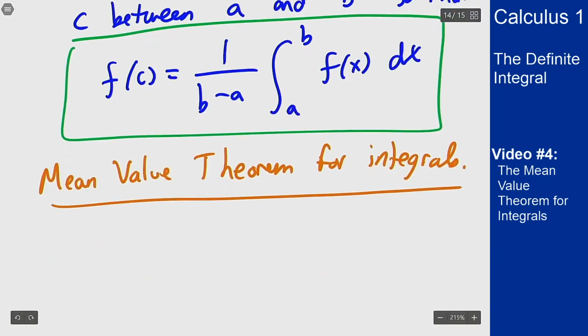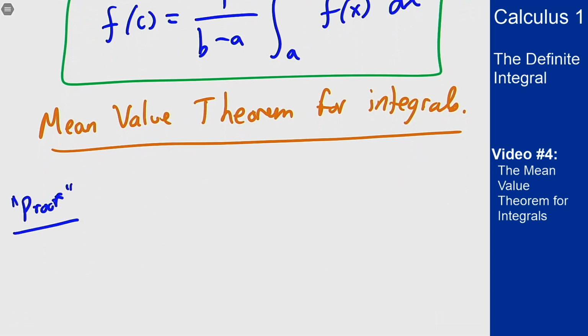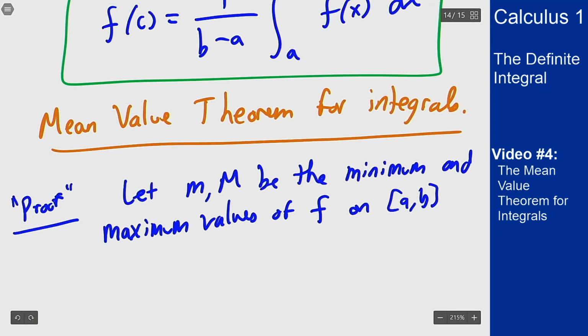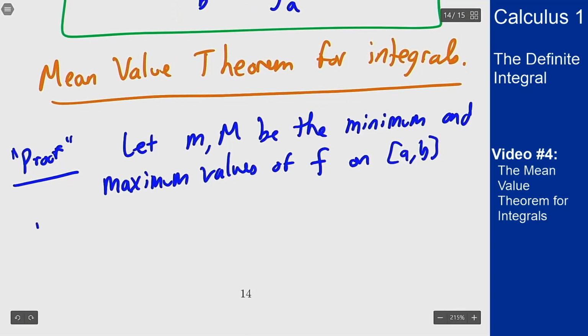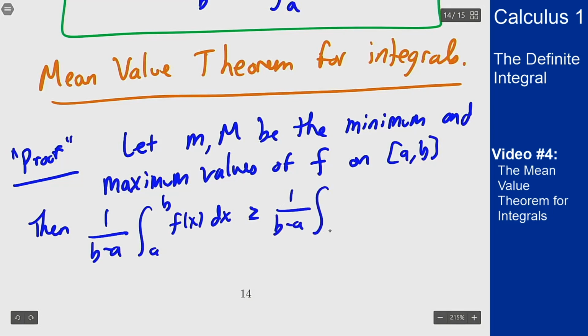But why does this work? The basic idea is this. Let little m and big M be the minimum and maximum values of f on [a, b]. These exist and are achieved because f is a continuous function. Now, what do I know? Well then, 1 over b minus a times the integral from a to b of f of x dx is bigger than 1 over b minus a times the integral from a to b of little m dx, because f is bigger than m on the interval, and this is our comparison theorem.